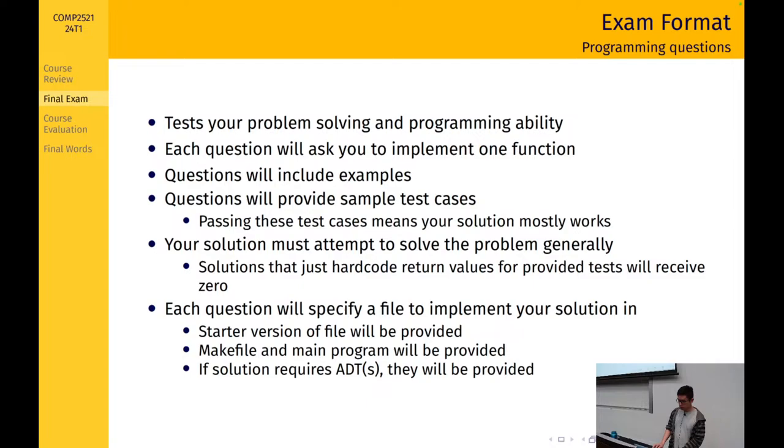Okay, and each question, I already mentioned this, will have one file to write your solution in. The file will already be provided, but it will just have a to-do comment, so you'll have to fill that in. The makefile will be provided, so you can compile with make. And if a solution requires an ADT, like a queue or stack, then we'll provide it, okay?